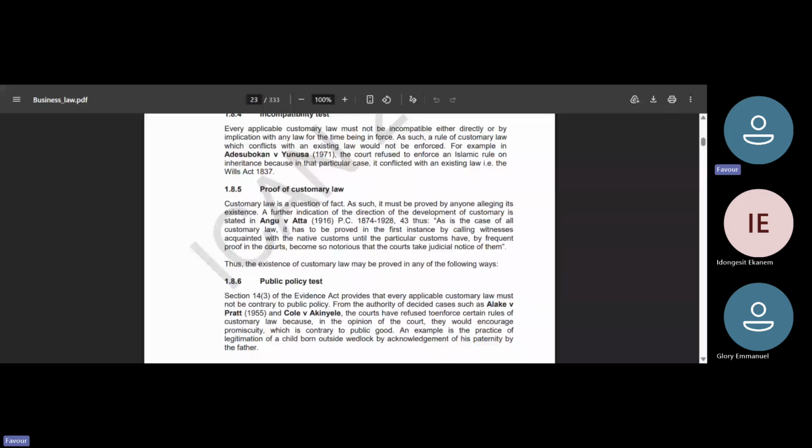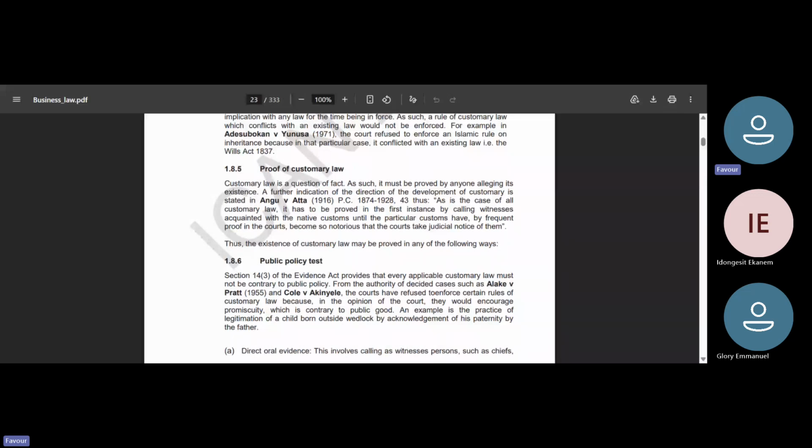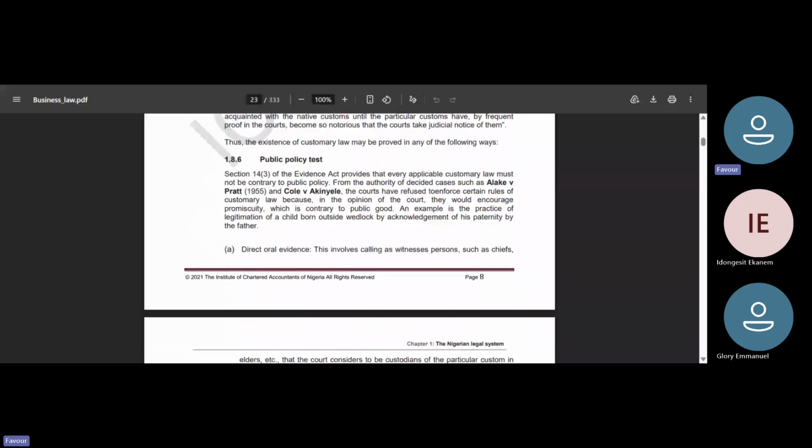So it's not the kind of law where one person will say, oh yeah, this is how it is done, then the next person will come and say, no, that's not how it is done. So it has not passed the proof. It has not been proved. Its existence has not been proved. So the next is the public policy tests.